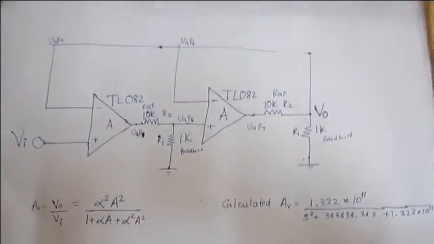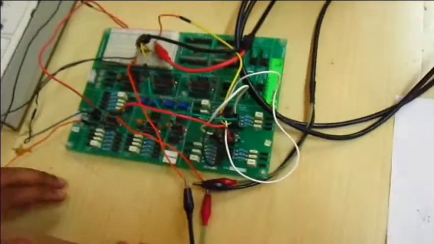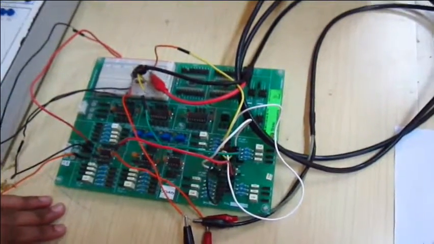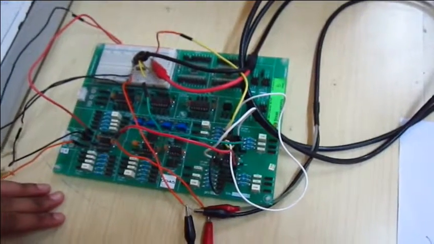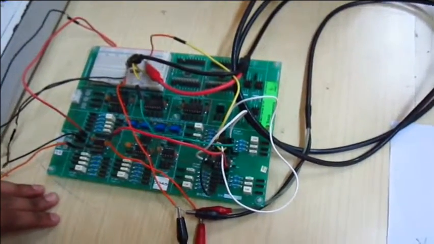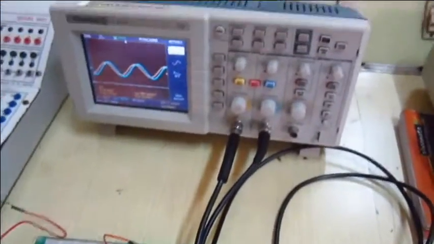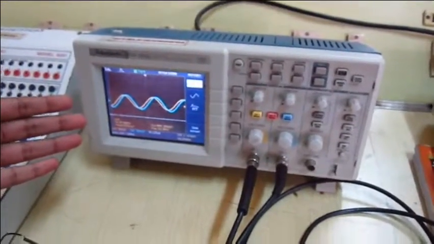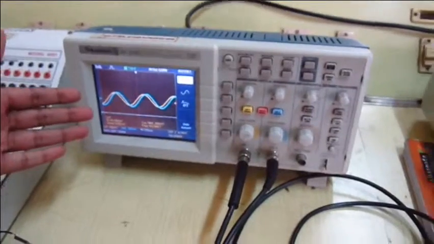As you can see on your left side, this is the ASLKV 2010 starter kit, and according to the circuit diagram, we have rigged up the circuit. This is the voltage waveform which you can see on the oscilloscope.